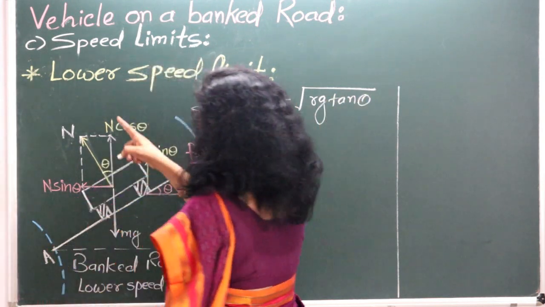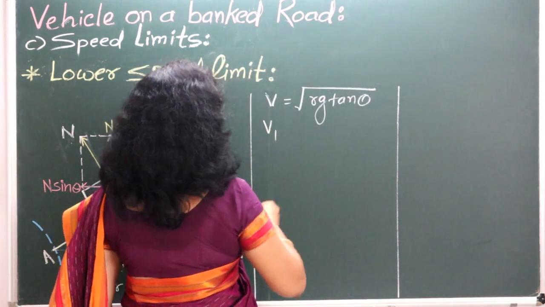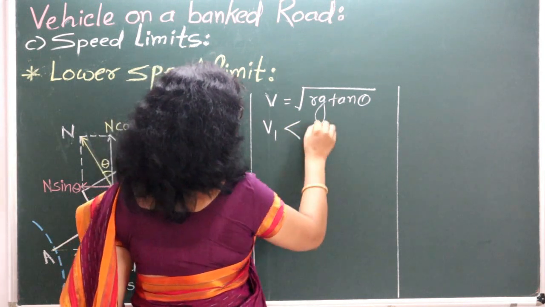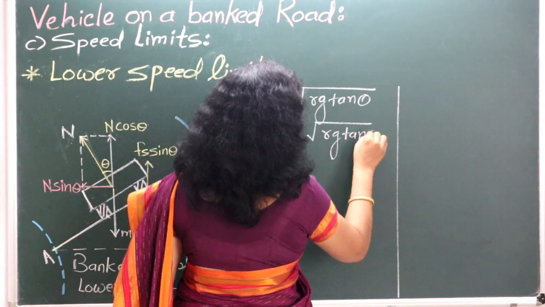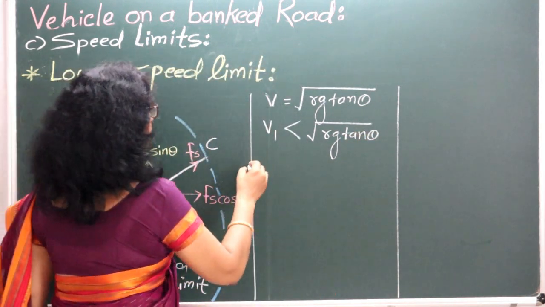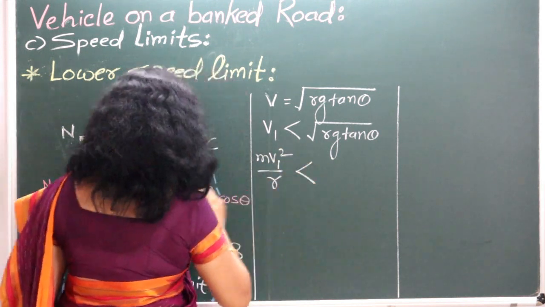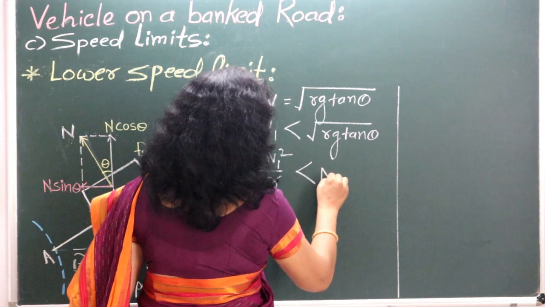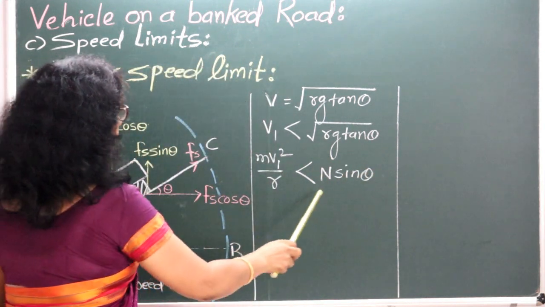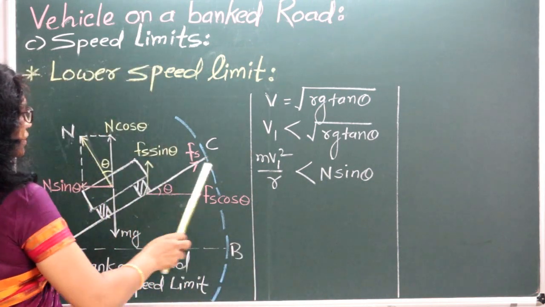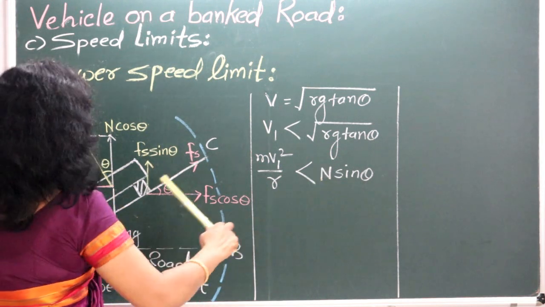Let v1 be the lower speed limit. Then we can write the condition for the lower speed: v1 is less than square root of rg tan theta. Therefore, from this we can write mv1 square upon r is less than this component, that is n sin theta. Observe this equation: n sin theta is greater than mv1 square upon r.